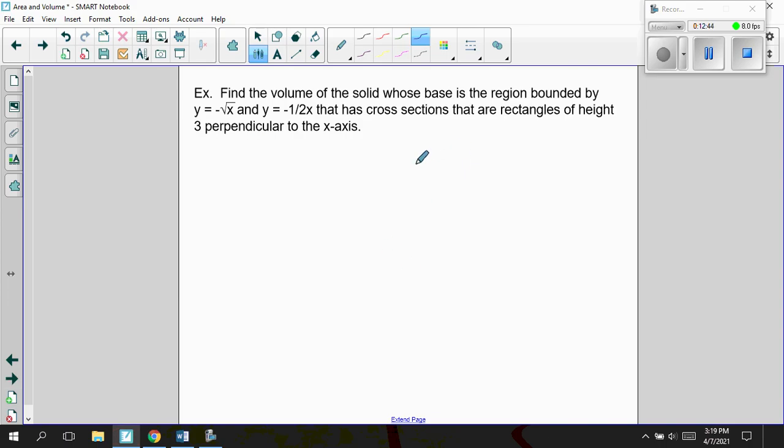All right, maybe pause this one and try this one then. This one we have cross sections that are rectangles. So this is going to be the non-circular type that we've got. So maybe give this a try. When you're ready, hit play.